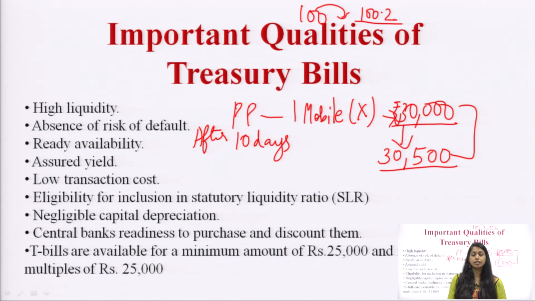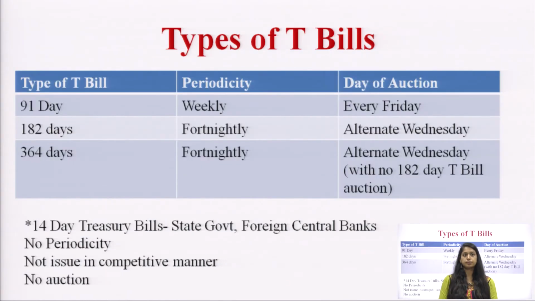So, what have we studied in this slide? That T-bills are highly liquid, they are easily available, the transaction cost is very low, there is a very negligible capital depreciation. So, it is not a major depreciation that you have to deal in this case, and the T-bills are available in the minimum amount of rupees 25,000, which you can only buy in the multiples of 25,000.